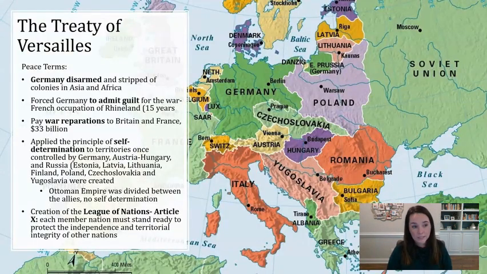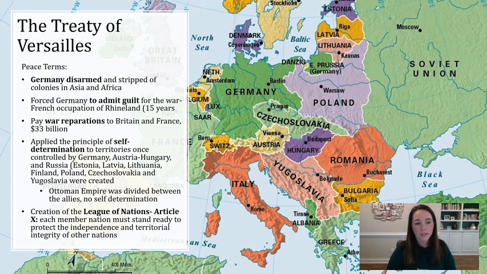And so what ends up happening is Germany is punished for the war. They're disarmed, so they're not allowed to have a standing military. They're stripped of all of their colonies. They're forced to admit guilt, which is not something that's normally included in one. And they had to pay $33 billion in war reparations.